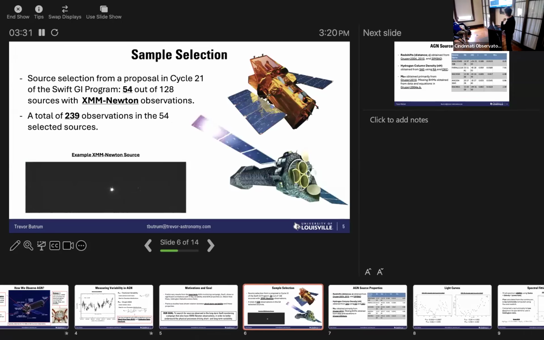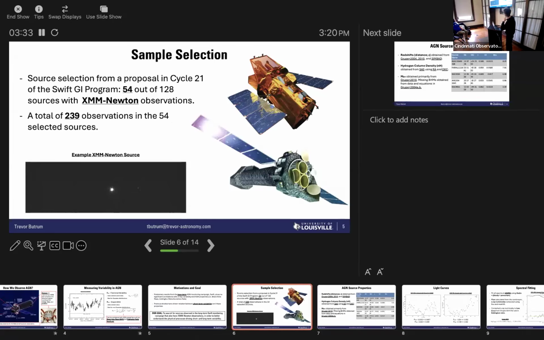And so for my sample selection, there were 128 sources in the Swift GI program. About 54 of those sources were in XMM-Newton. A total of 239 observations were made for these 54 sources. Here on the bottom left is an example of what a source looks like when you get the data and put it into a program. And then on the right here is the different Swift and XMM.